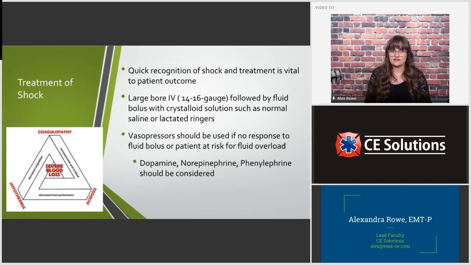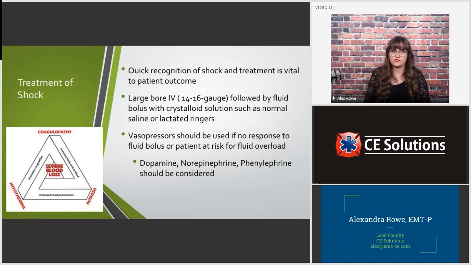Your protocols and medical director may have different numbers, but that's usually national numbers. Being able to recognize that this patient is in shock is vital for a patient's outcome. Starting a large bore IV, so like 14 or 16 gauge, followed by a fluid bolus, is pretty normal. Use like normal saline or lactated Ringer's. Just be careful. So usually fluid is like 20 mLs per kilogram until you get to about, again, protocols, 90 to 100 systolic. For pediatric patients, you're looking more at that 5 to 10 mL per kilogram. Slowly, careful with the fluid overload. And just pay attention to your patients constantly.